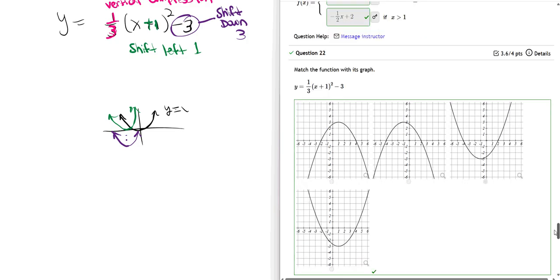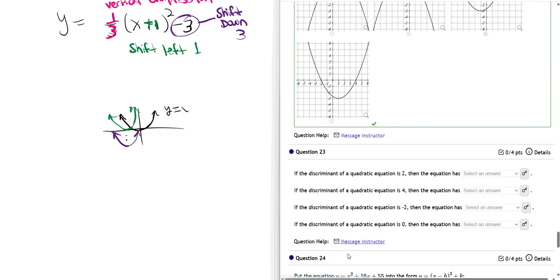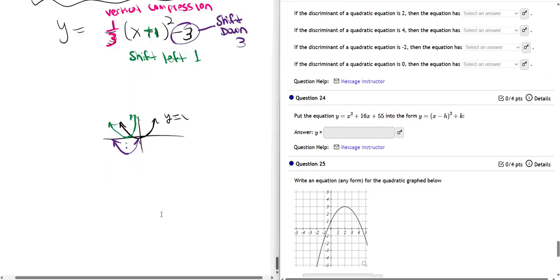Now, yeah, so that's the one I chose. Shifted happy parabola down and to the left from the origin.